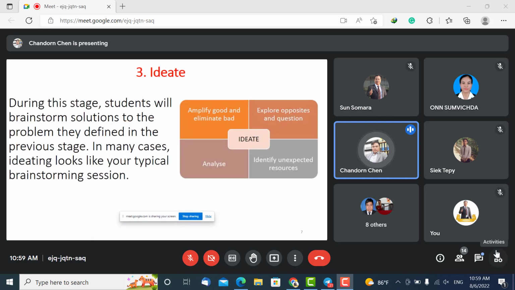And then ideate. Ideate refers to the stage where the students brainstorm solutions to the problem they defined in the previous stage. In many cases, ideate looks like a typical brainstorming session. When we have empathized, gone to that situation, and defined the real problem and how to solve it, then we try to ideate.